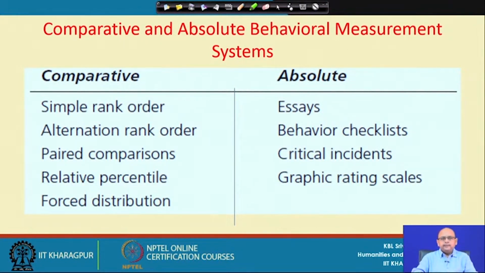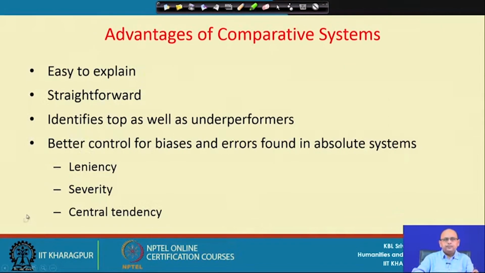Now, these are the methods that we use to measure performance. In comparative systems, we have rank order, alternation rank, paired comparison, relative percentile and forced distribution. But when it comes to absolute measures, we have essays, behavior checklists, critical incidents and graphic rating scales, right. So, what we are going to do is discuss each and every measurement system, whether it is comparative or absolute, one by one.